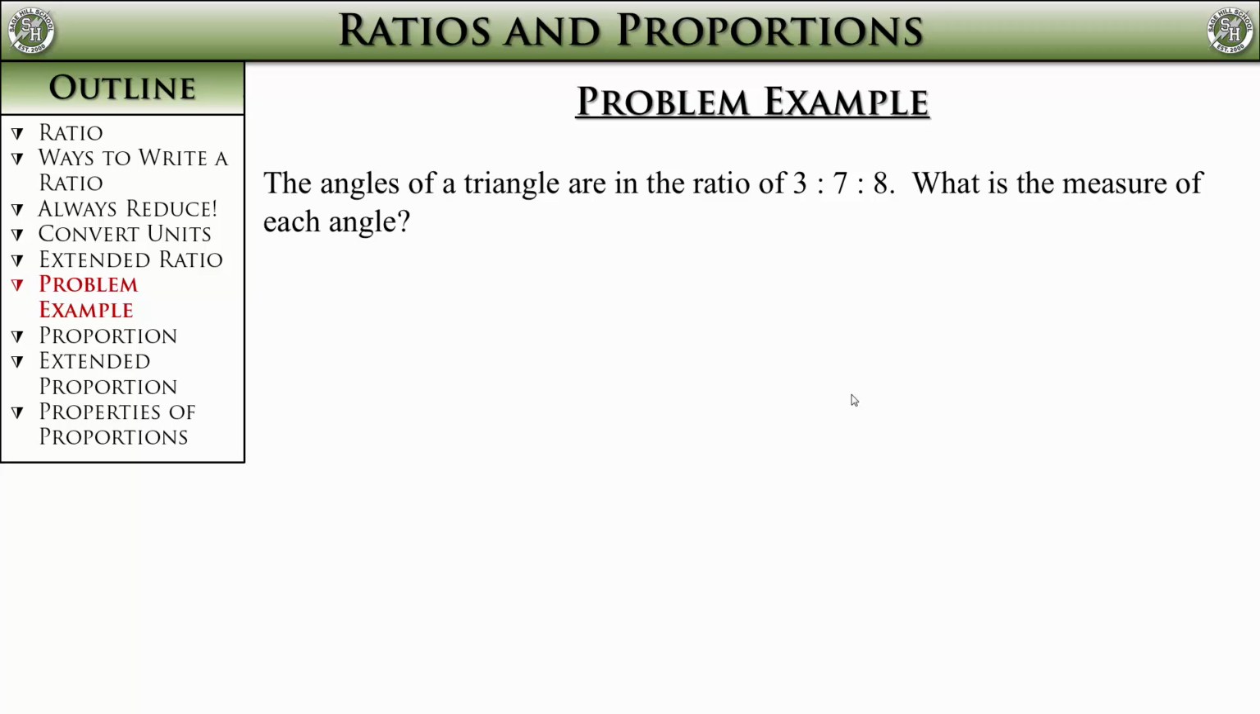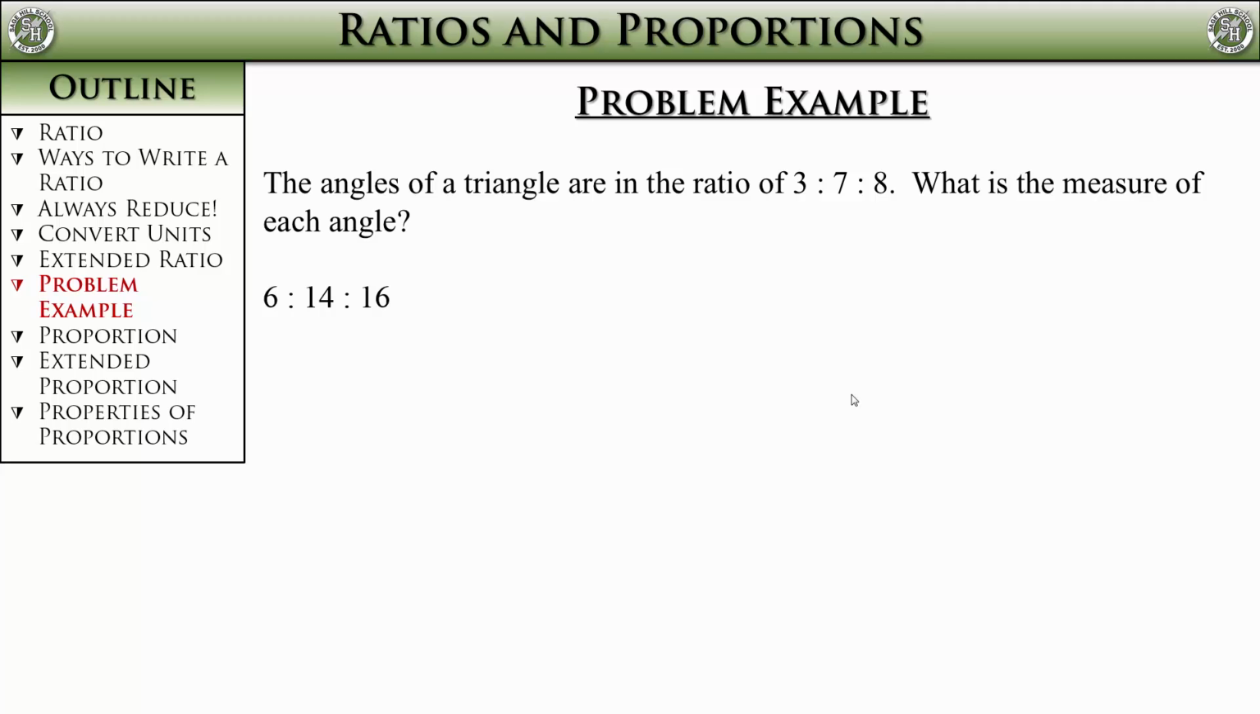Time for a quick example, as this is a very typical problem for this section. The angles of a triangle are in the ratio of 3 to 7 to 8. What is the measure of each angle? When you look at an extended ratio like this, you need to realize that I can multiply each of the numbers in the ratio by the same number and maintain the ratio. If I multiply each of them by 2, then I end up with 6 to 14 to 16. That's still in the right ratio, just not simplified.